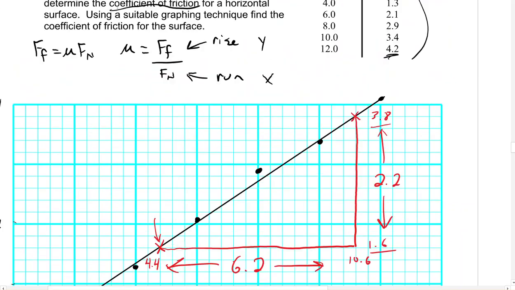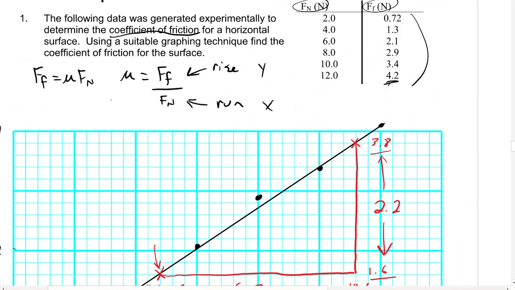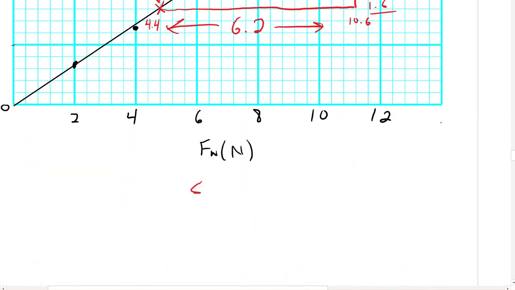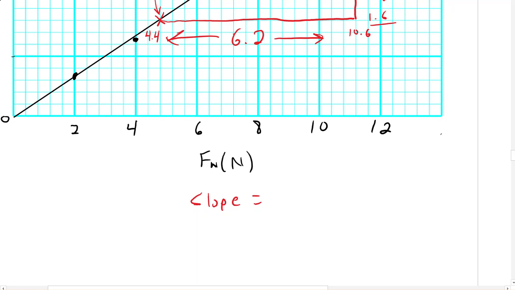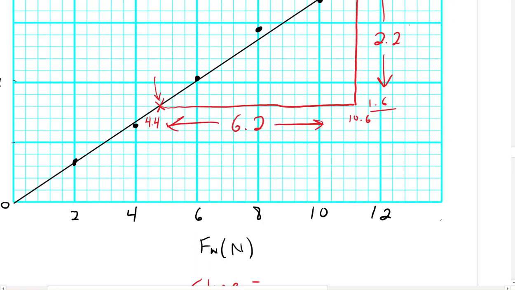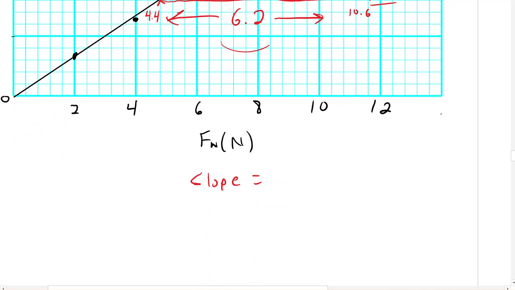Our formula here is that the slope of this is mu. That's already written in the form slope is equal to rise over run. So I just need to find the slope. That's easy. Our rise was 2.2, run was 6.2, so we've just got 2.2 over 6.2. And we get a coefficient, because that was also equal to the coefficient of friction. So the coefficient of friction ends up being 0.35.